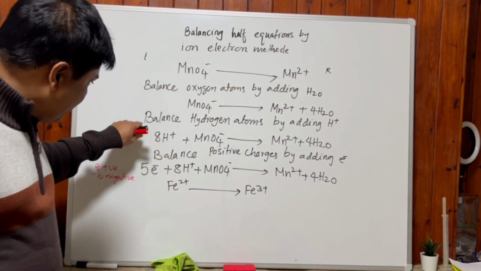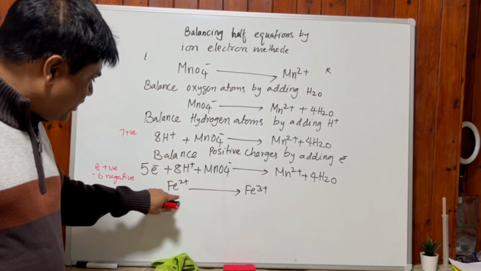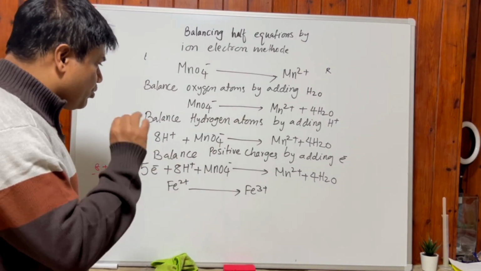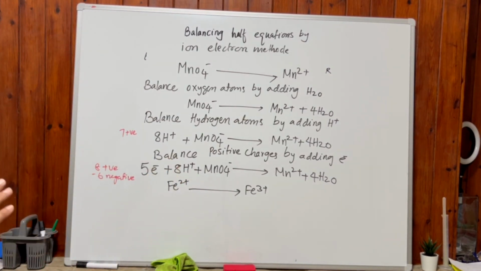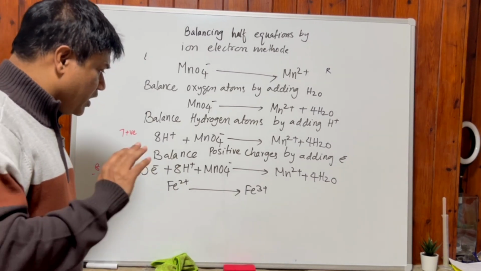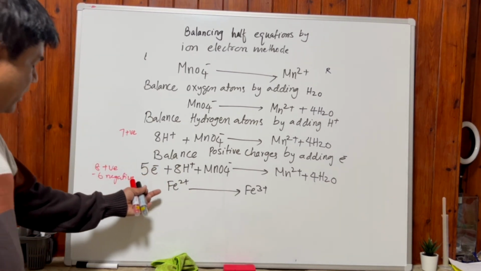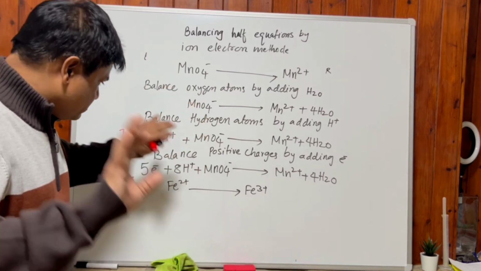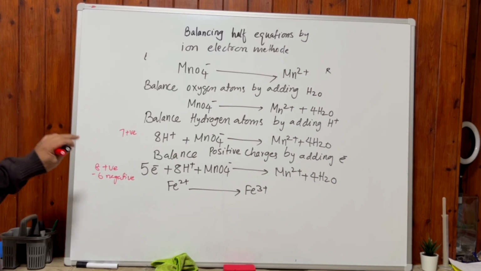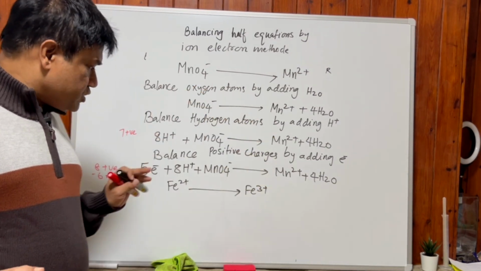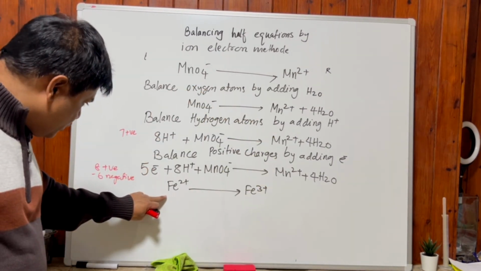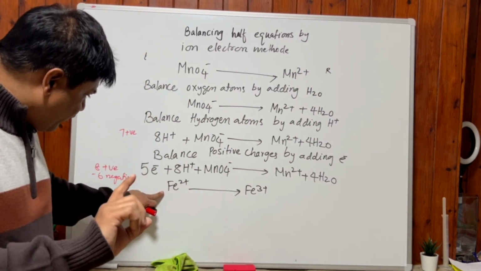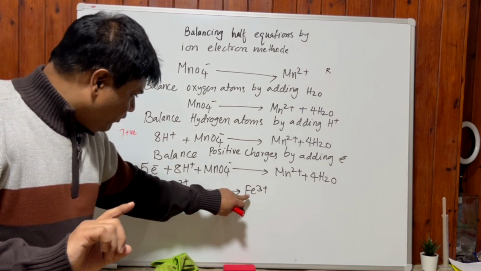So the other part of this equation is Fe2+ becomes Fe3+, meaning MnO4- oxidizes Fe2+ to Fe3+. Is there any oxygen? No. So we don't need to balance the oxygen atom. Don't worry about the oxygen atom, and we don't need to balance hydrogen. How many Fe? 1 Fe ion, 1 Fe ion.